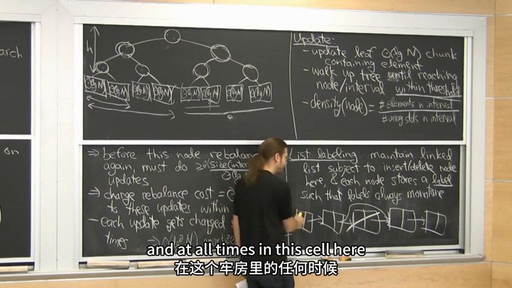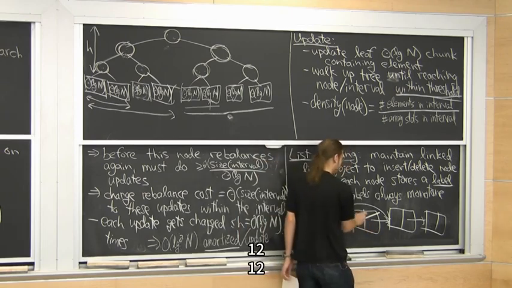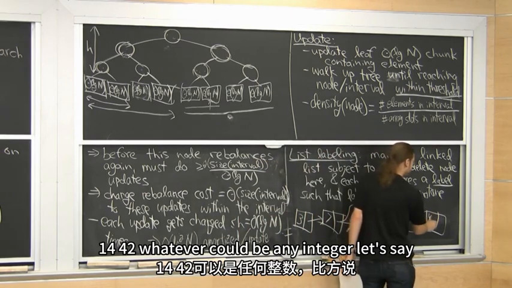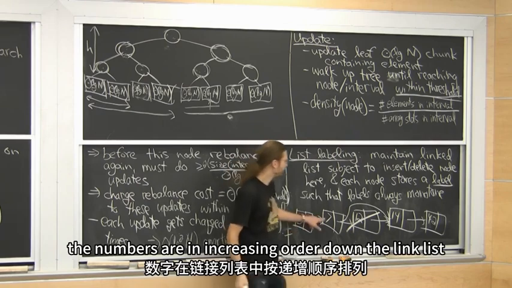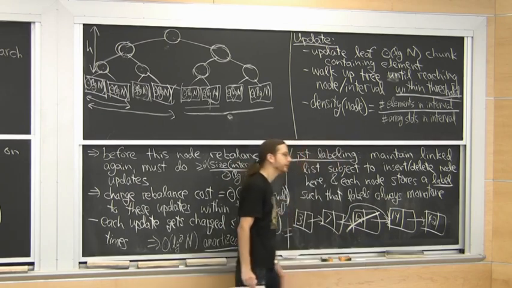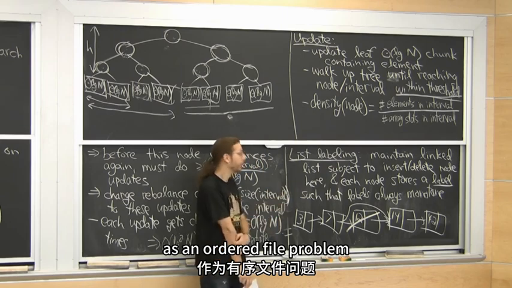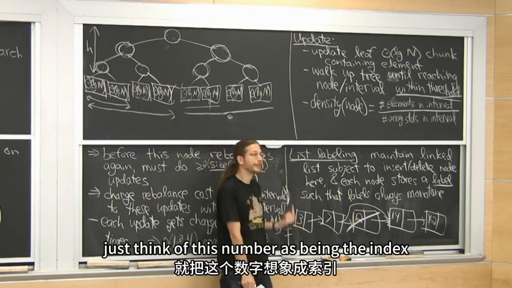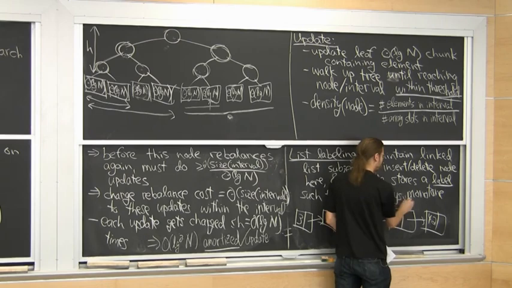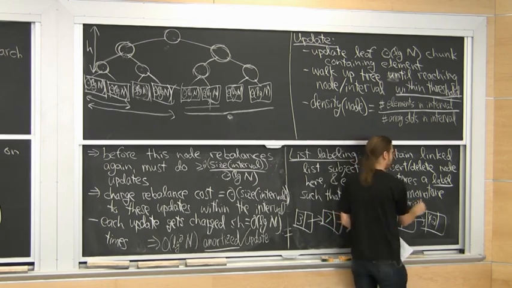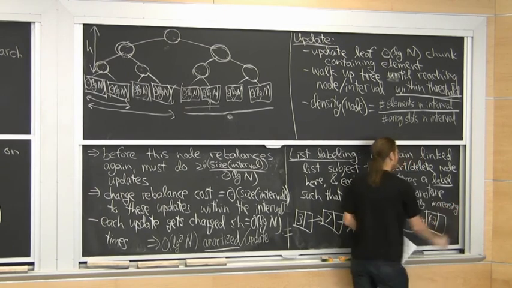And at all times in this cell here, we're storing a number, 3, 7, 12, 14, 42, whatever. Could be any integer, let's say. And we need that the numbers are in increasing order down the linked list. Now, I claim this is basically the same as the ordered file problem. Just think of this number as being the index in the array where you store it. So this should be strictly monotone, increasing down the list.